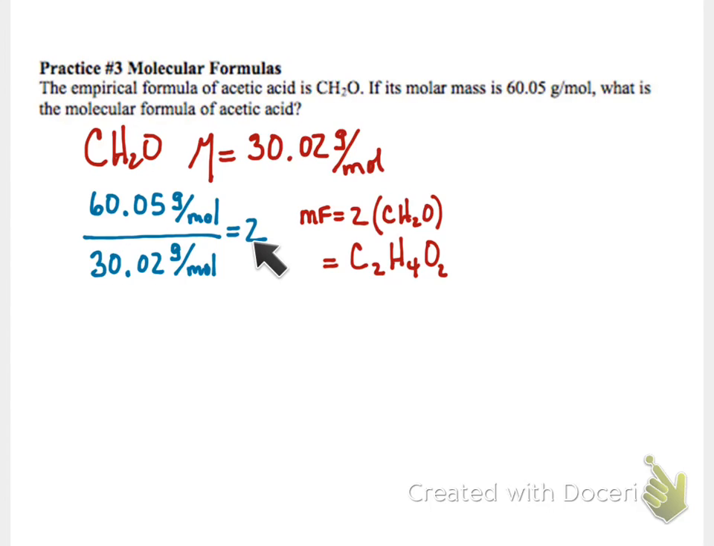Sometimes you can tell this by inspection. If not, you can work out the math. So 2 is the factor. I'm going to take my empirical formula, multiply everything by 2, and I get C2H4O2. That is the molecular formula.